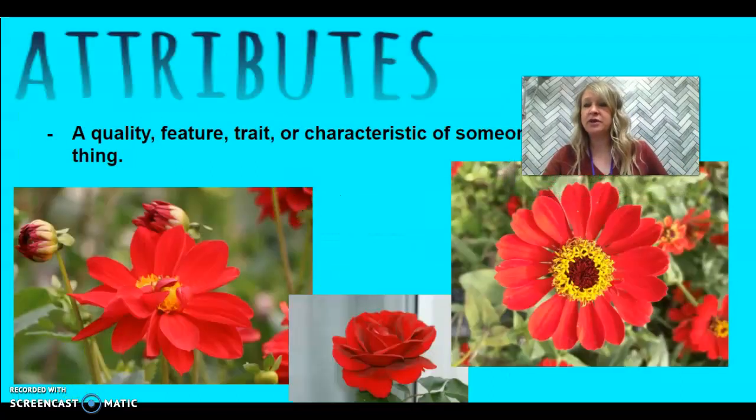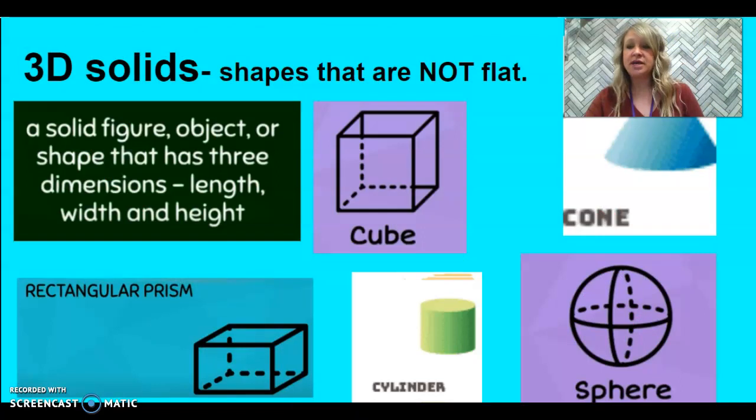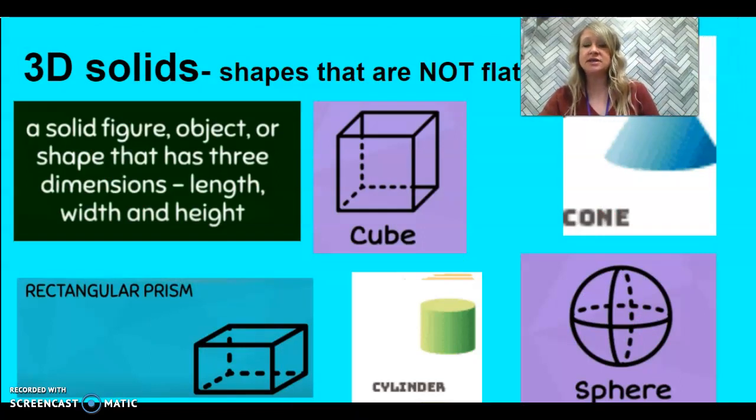Let's review vocabulary. Attributes. Say attributes. Attributes are a quality, feature, trait, or characteristic of someone or something. 3D solids. Say 3D solids. 3D solids are shapes that are not flat, like a cone, a cube, a rectangular prism, a cylinder, and a sphere.